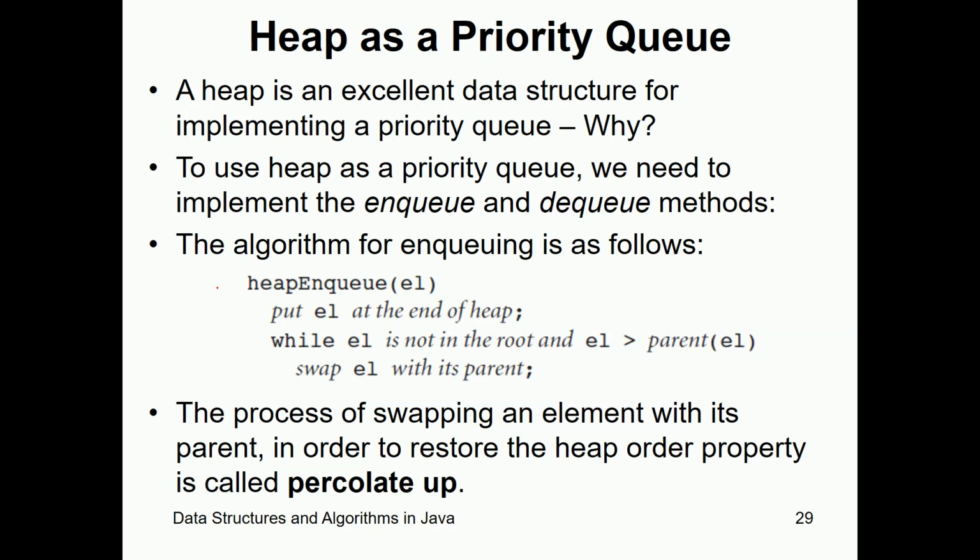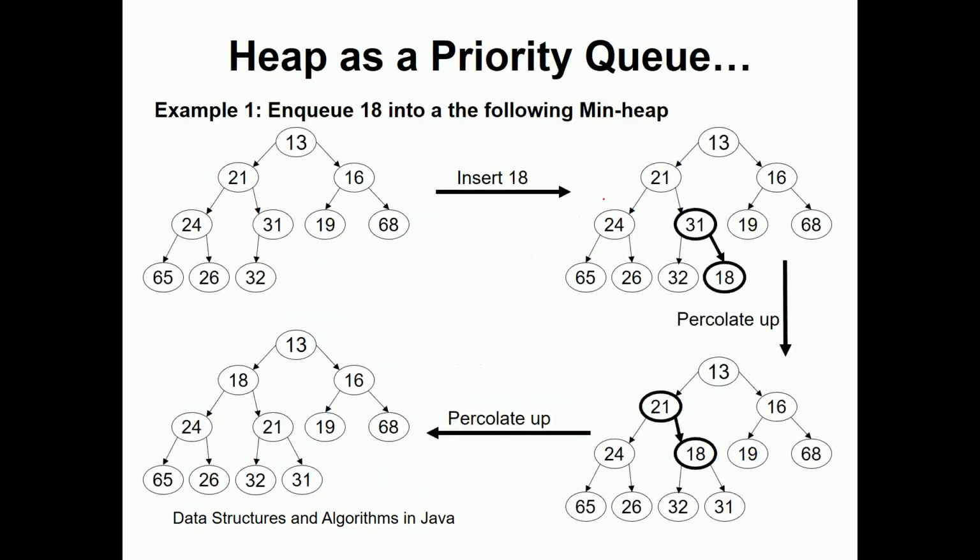All right, so we said that this is good to implement as a priority queue, and well, let's talk about now when we would like to enqueue. What happens? We enqueue and dequeue. Now let's say we have this tree and we'd like to enqueue this number 18. Now let's see how the implementation works.